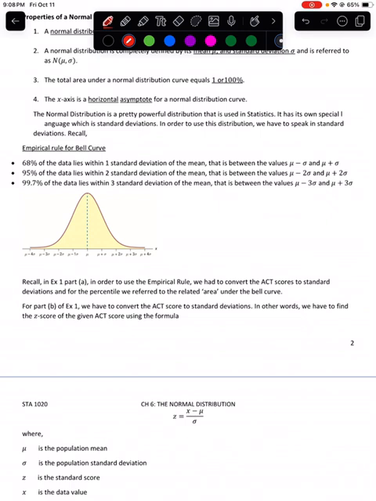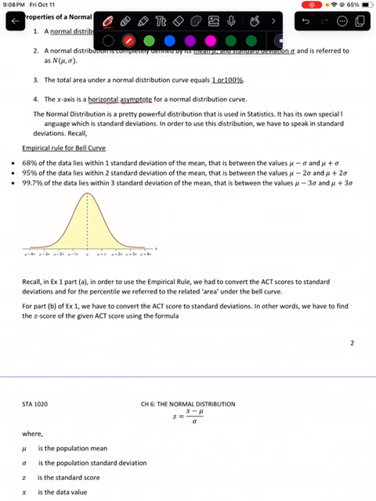The x-axis is a horizontal asymptote for a normal distribution curve. These are also important words. It could be a fill-in-the-blank question, or it could be asking what is the significance of the x-axis in the normal curve.